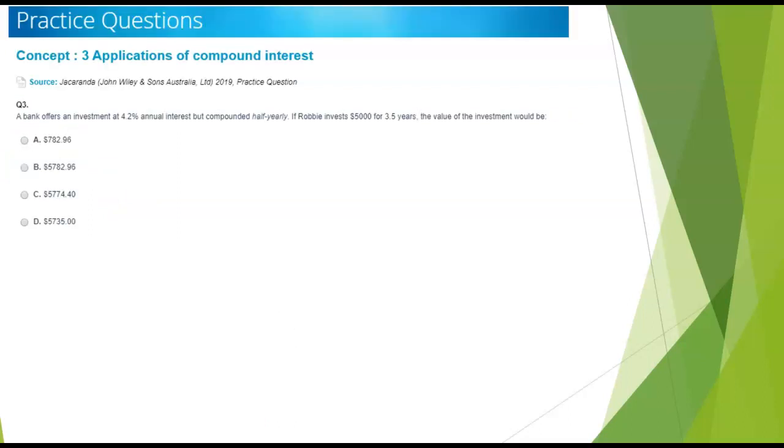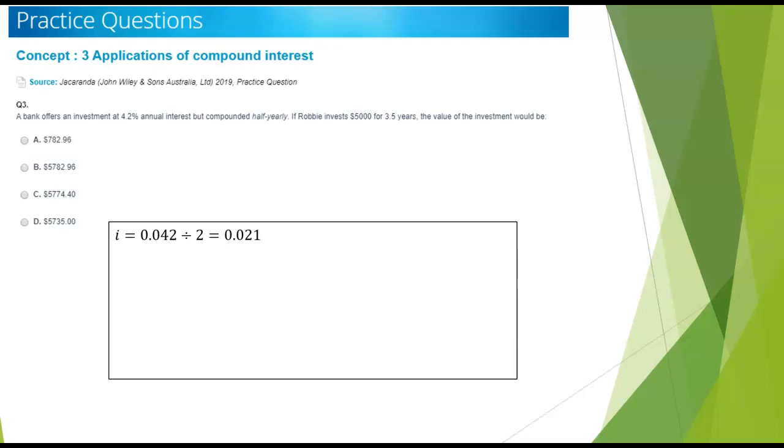Question 3. So a bank is offering an investment of 4.2% annual interest but compounded half yearly. If Robert wants to invest $5,000 for 3.5 years, what would the investment future value be? So 4.2% compounded half yearly, 0.021 per compounding period. There are 7 compounding periods, 3.5 times 2 is 7. The amount he wants to invest is $5,000.